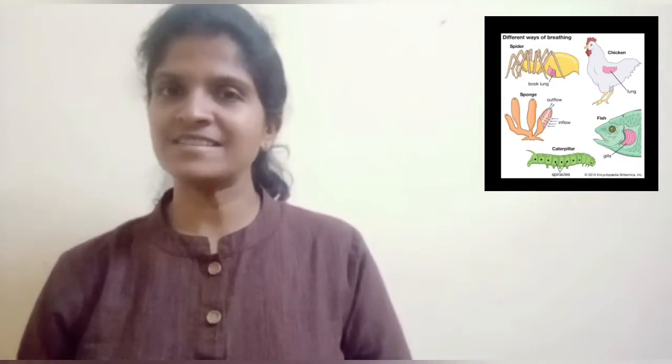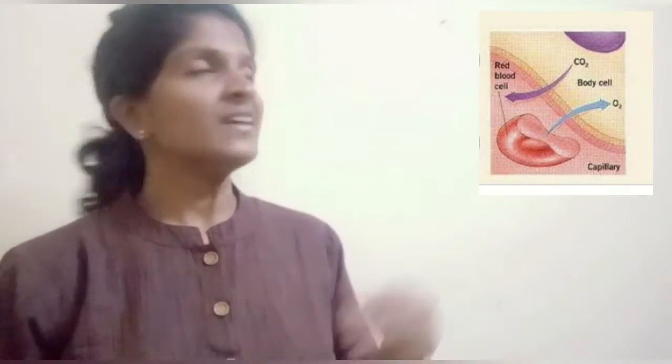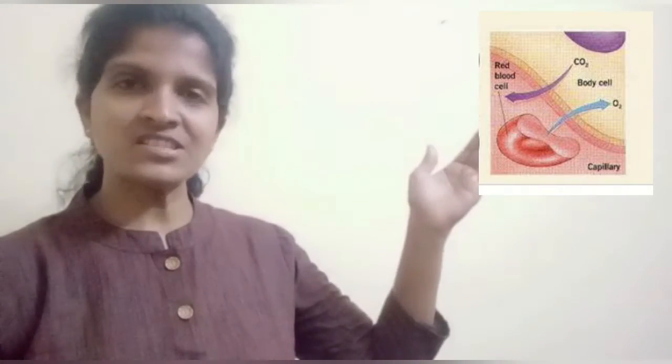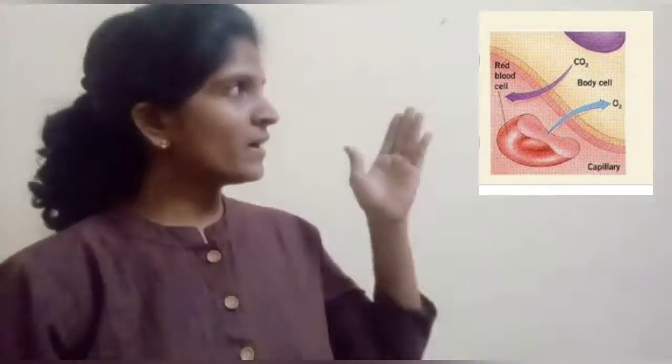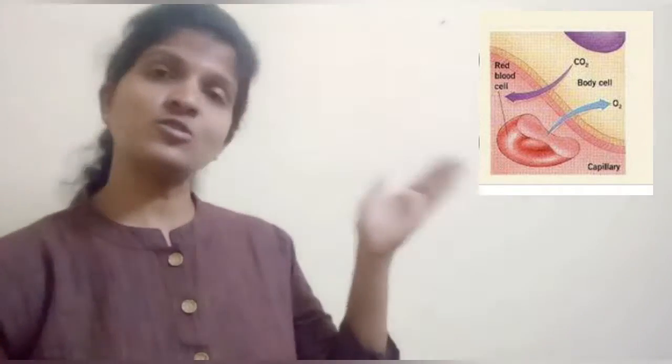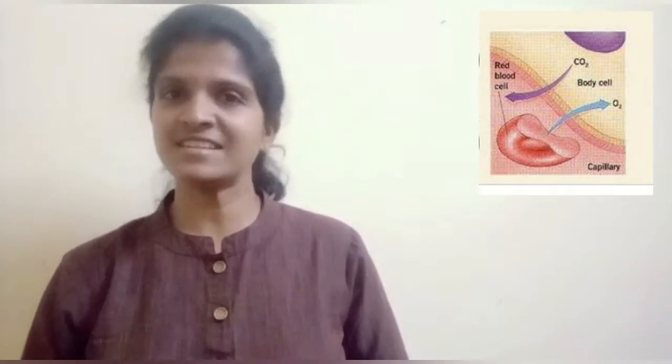And the second one is internal respiration. What is internal respiration? Inside the cell, oxygen combines with glucose to produce energy. Carbon dioxide and energy also get produced. This is called internal respiration.